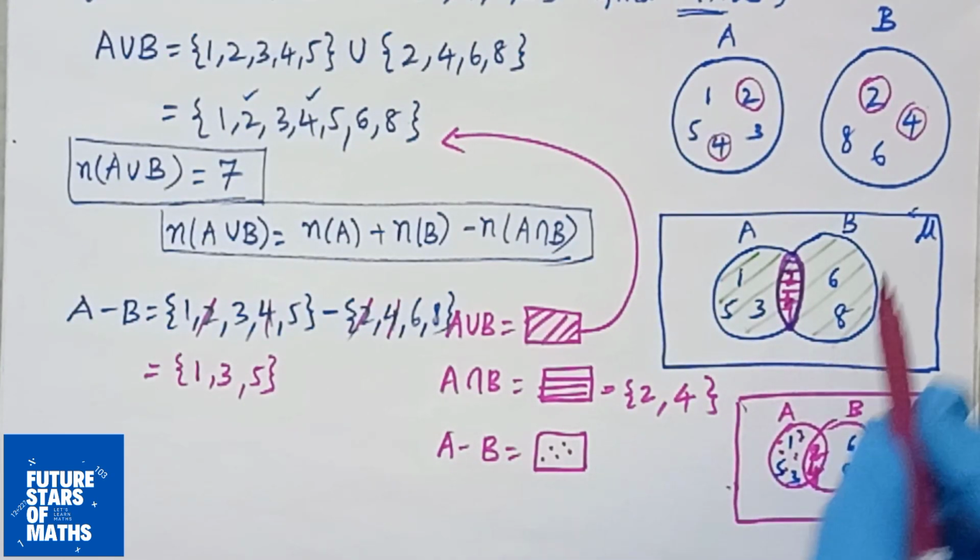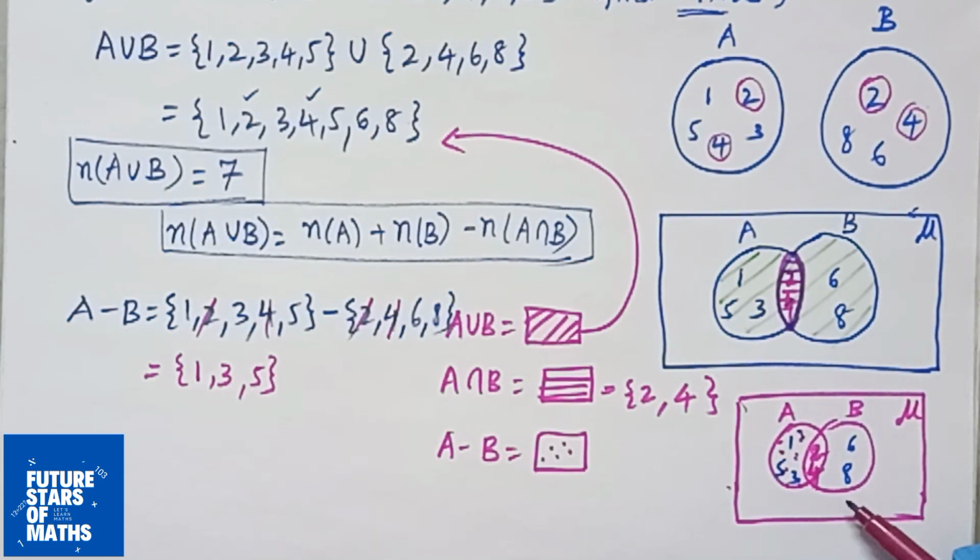Okay, is it clear? A union B, A intersection B and A minus B using Venn diagram. We'll meet soon again.